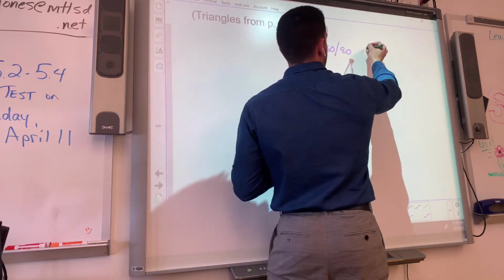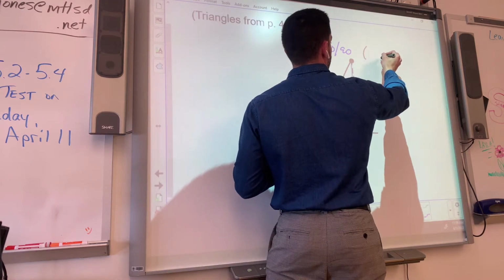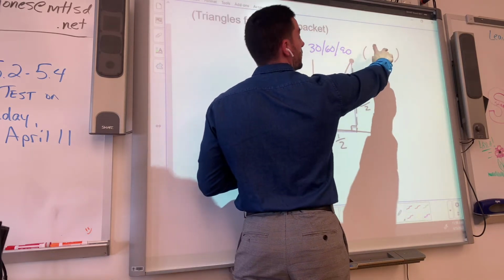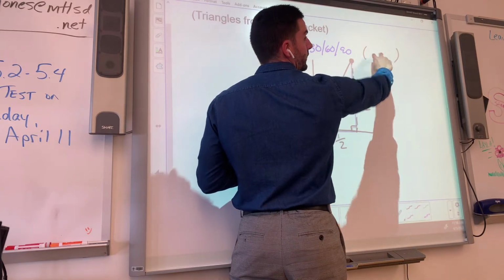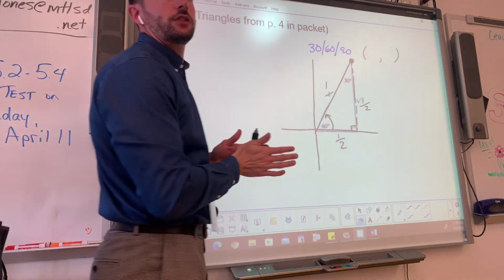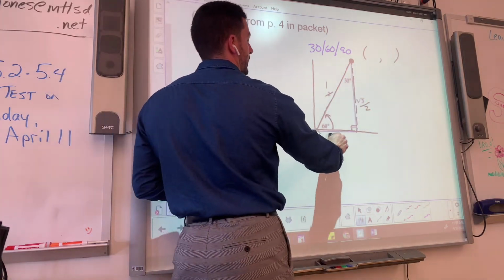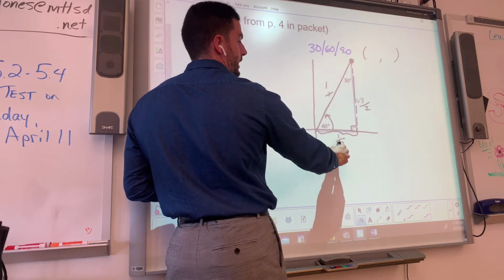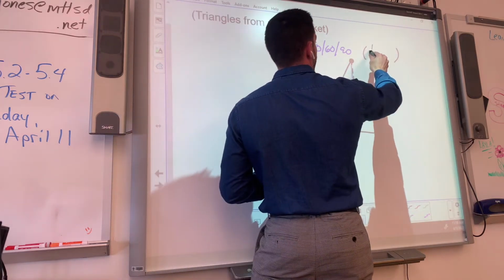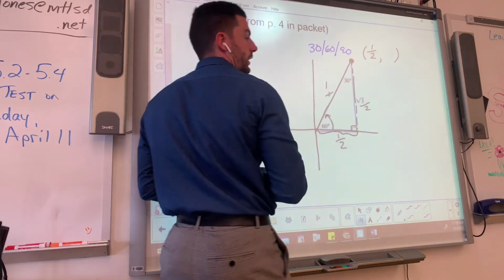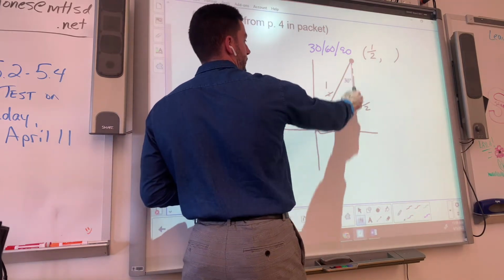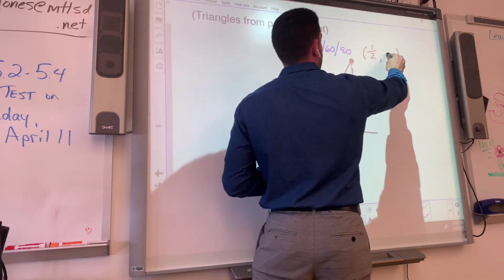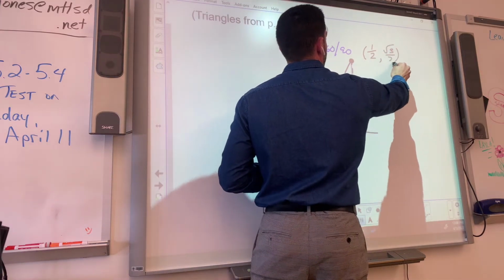Now the big connection to make, because what we're trying to figure out is the x and y coordinates of these points. What's the relationship between the coordinates of these points and the sides of my triangle? You remember this? However far this is from the middle would be my x coordinate, so this would be 1/2. And however tall this is, that's where it would be on my y-axis, and that would be square root of 3 over 2.